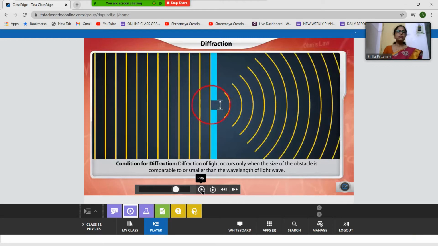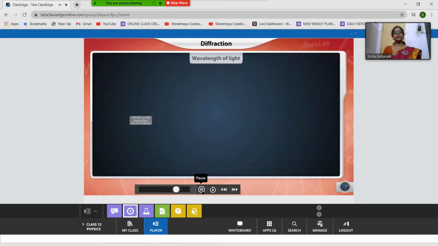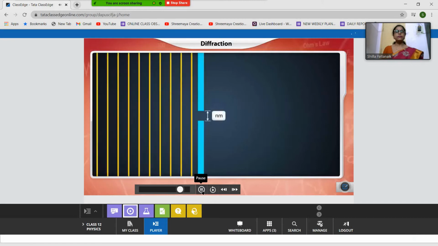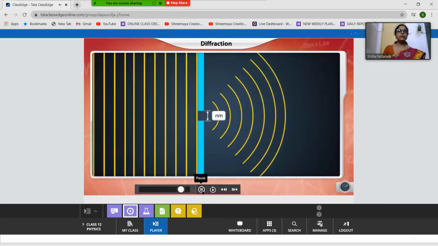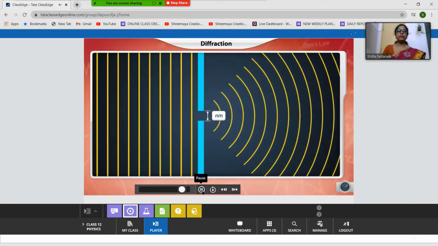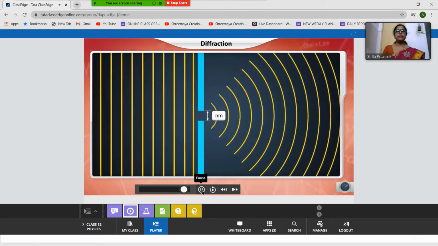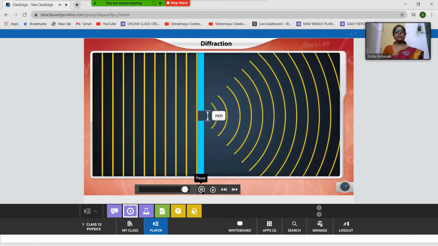So for diffraction to occur, what is the condition? The size of the obstacle or size of the slit should be very narrow, that is comparable to the wavelength of light. The wavelength of light is very small, of the order of a nanometer. The size of the obstacle must be in nanometers to diffract light waves. Consequently, we do not find many diffraction effects of light in our daily life.